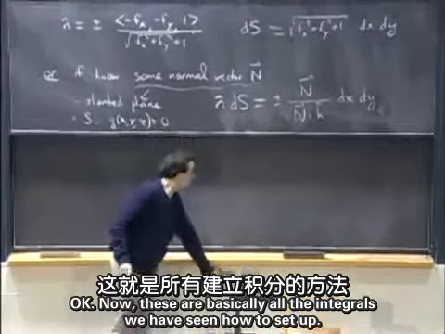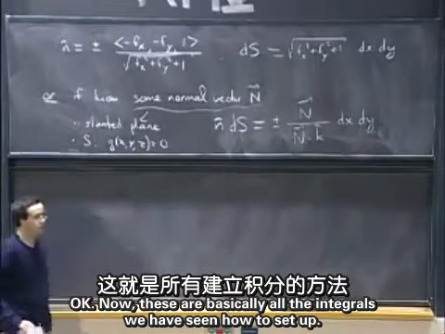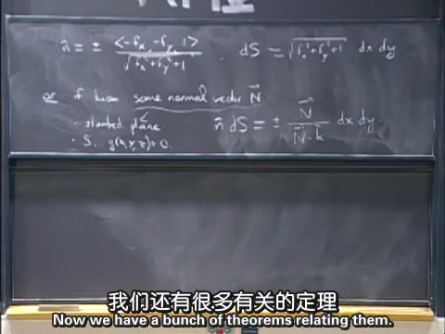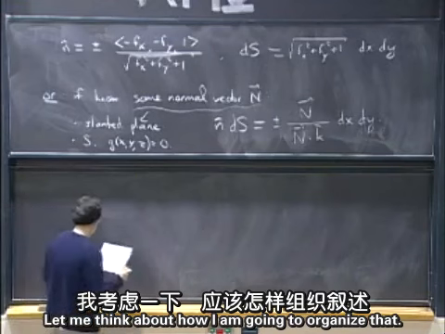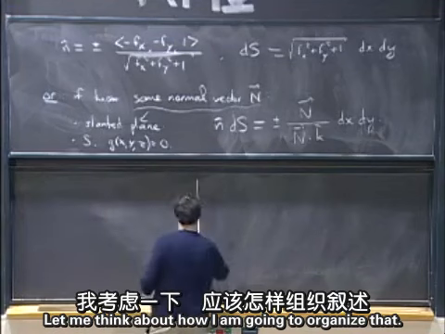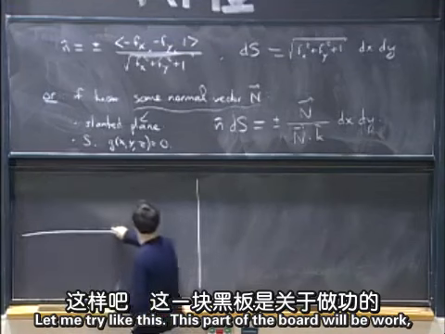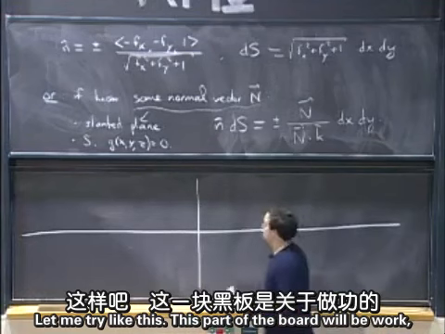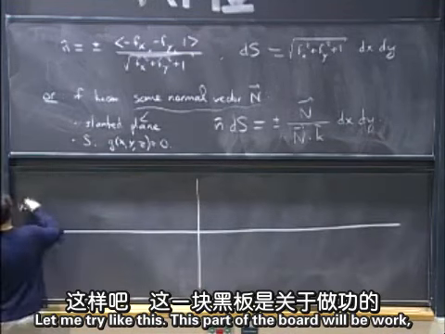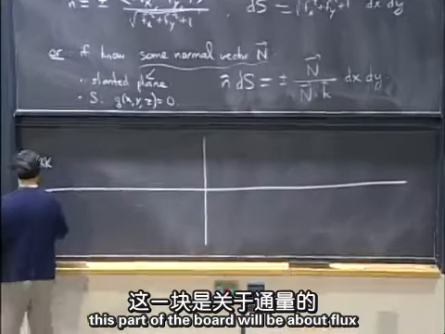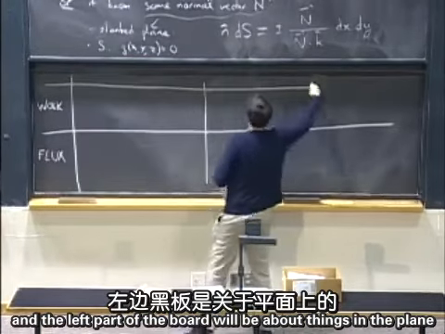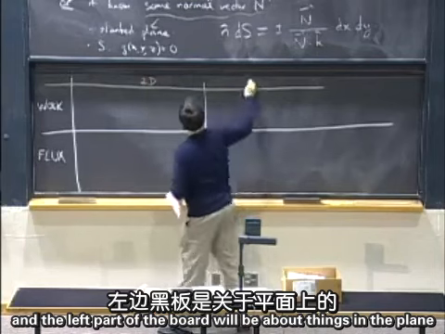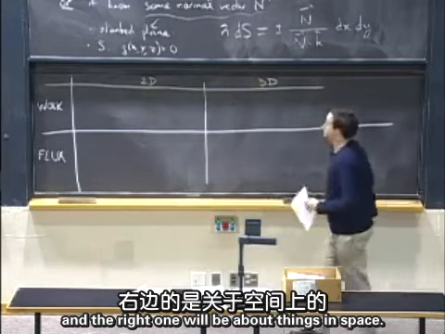So now, these are basically all the integrals we've seen how to set up, and now we have a bunch of theorems relating them. Okay, so let me think about how I'm going to organize that. Well, let me try like this. This part of the board will be work. This part of the board will be about flux. And the left part of the board will be about things in the plane. The right one will be about things in space.